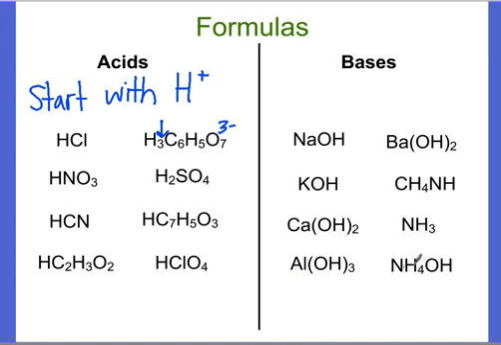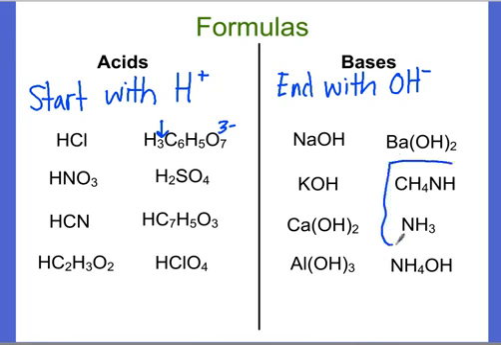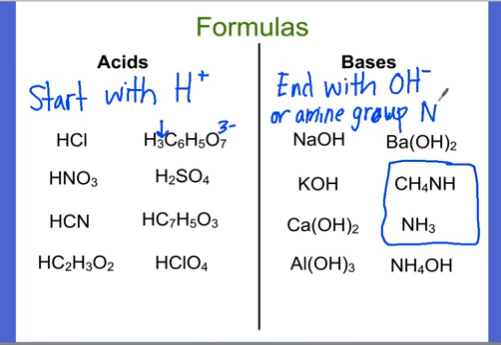Okay. What do most, not all, but most of these bases have in common? They all end with hydroxide, OH minus. Okay, that is hydroxide. Now, we see 2 of these that don't follow that pattern. Sometimes they may end with an amine group. That is a nitrogen group. Nitrogen with some number of hydrogens. Like this one is methylamine, and this is ammonia.